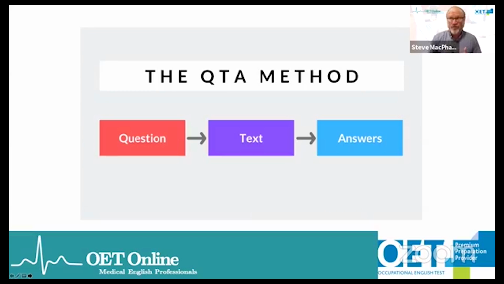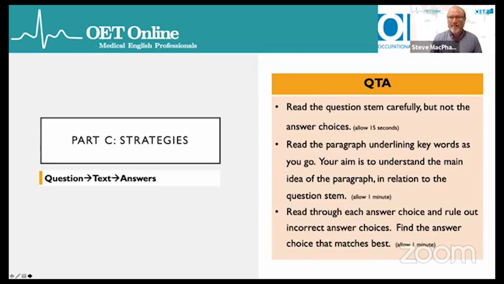Now we're going to look at two strategies, everyone, to approach this. So the first one we call the QTA method. What does that mean? Well, it means read the question stem, but not the answer choices. Read the question stem, then read the text, and then read the answer choices. So QTA. Now, in terms of time management, probably allow about 15 seconds to read that question stem so you understand what it's asking you.